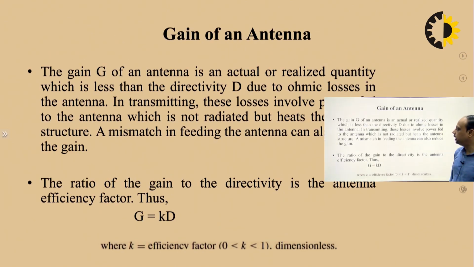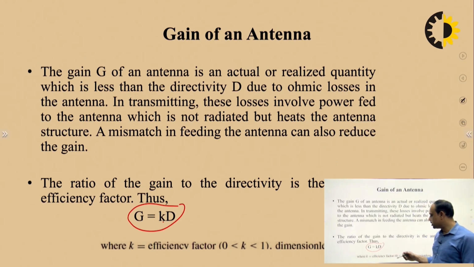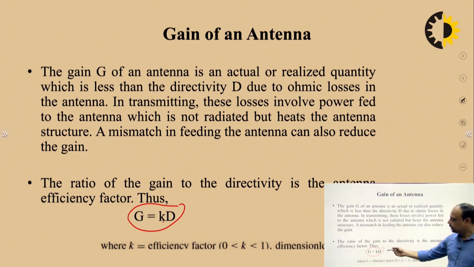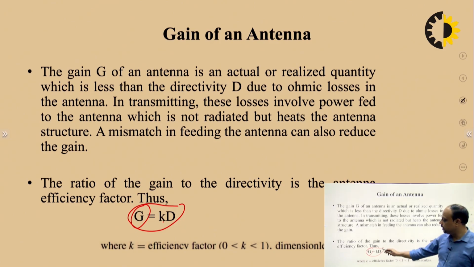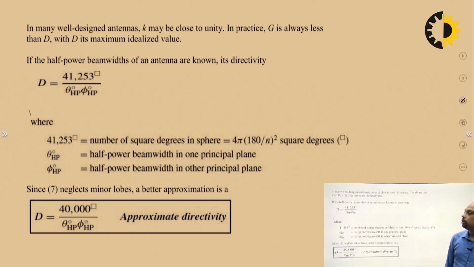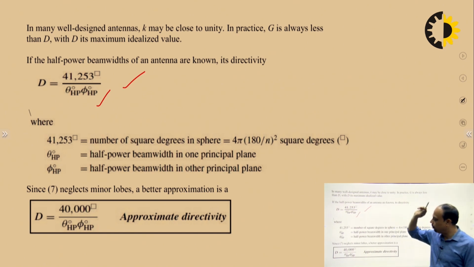Then the gain of the antenna, it is related to the directivity just by a constant k, where k always lies between 0 and 1. This is the actual value when we include the losses in the antenna, and directivity is the hypothetical value of the same parameter. So we can also calculate the directivity by the half power beamwidth as well.